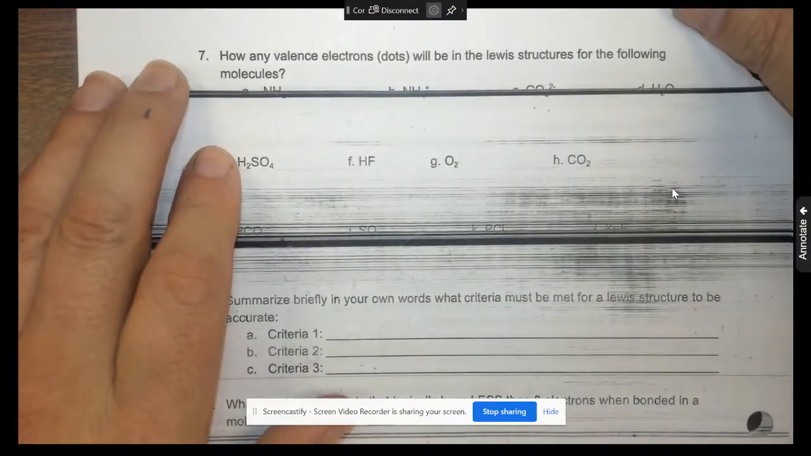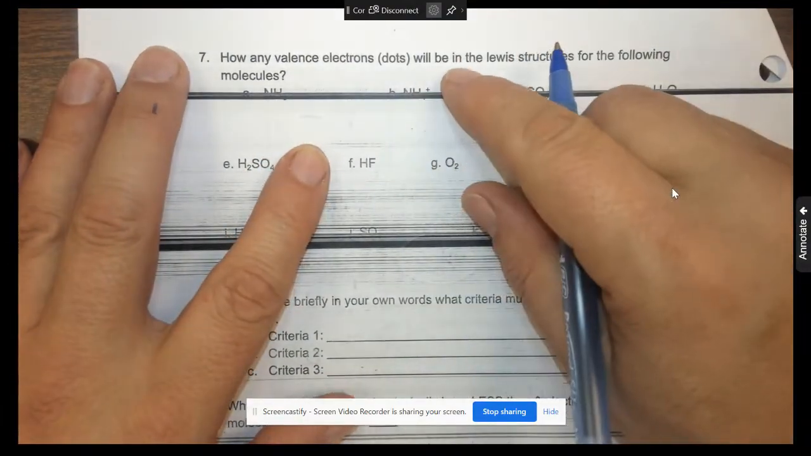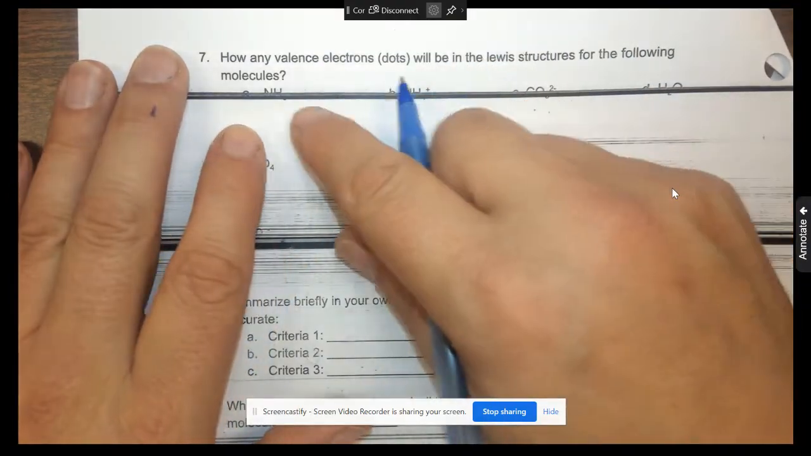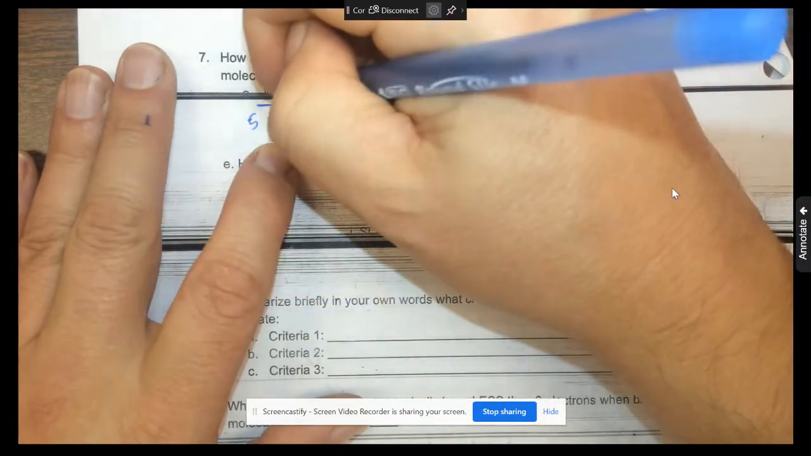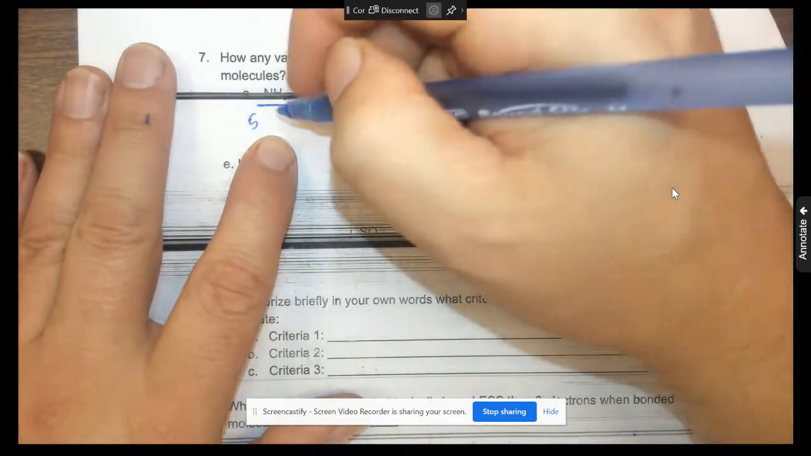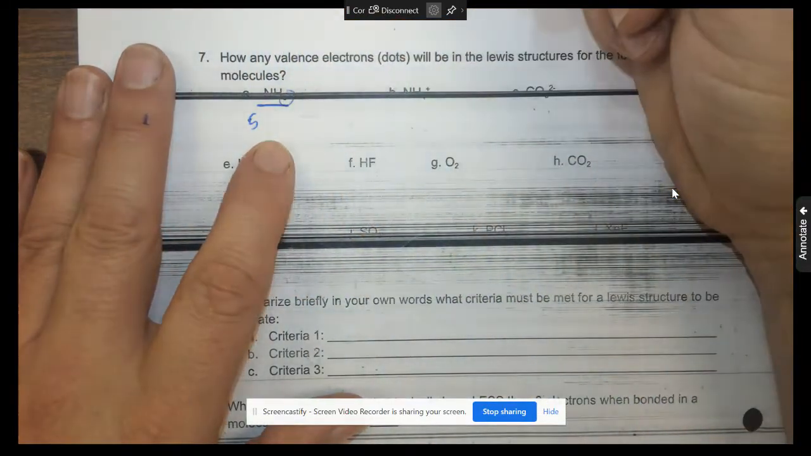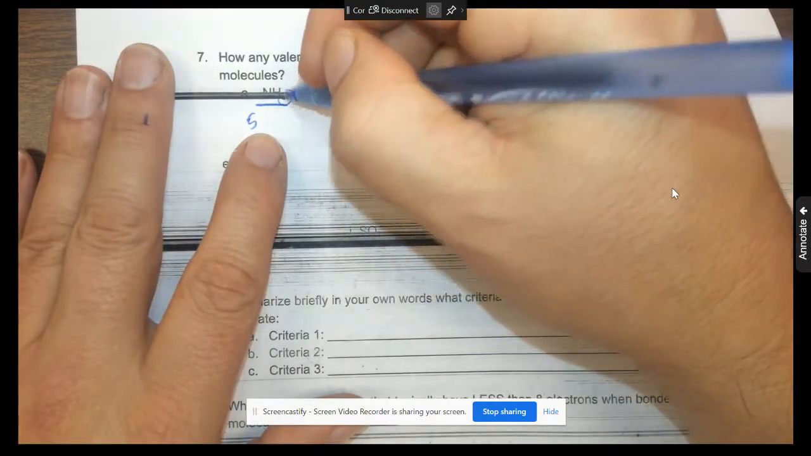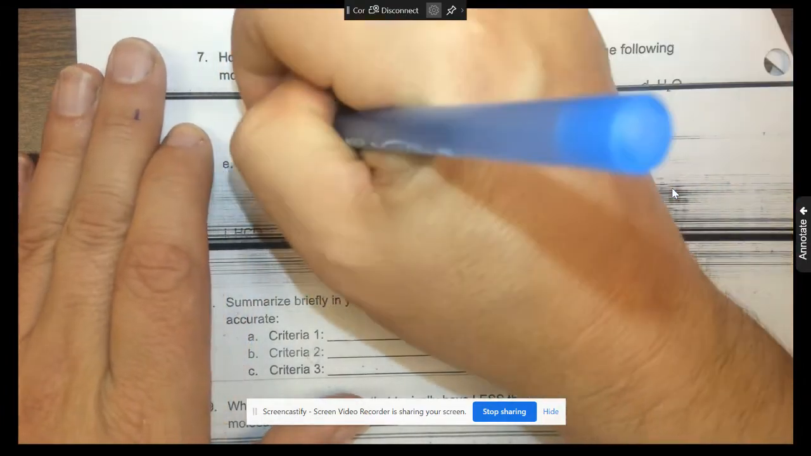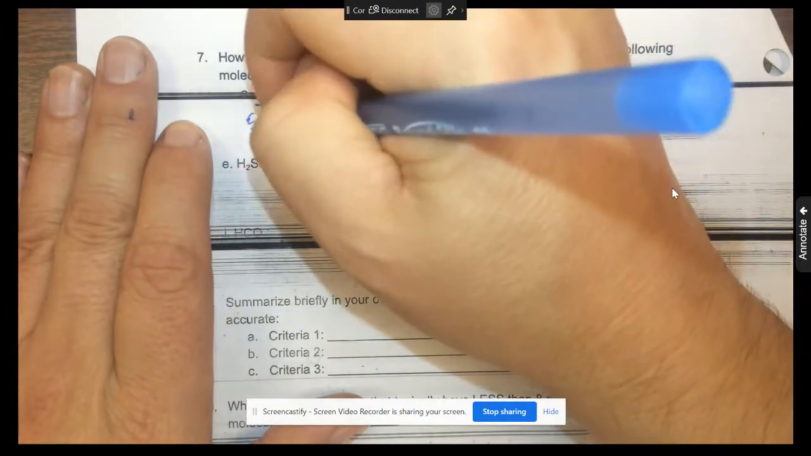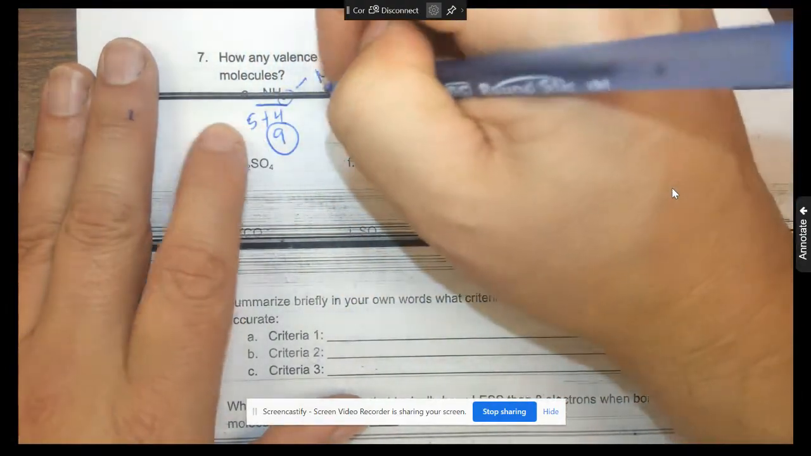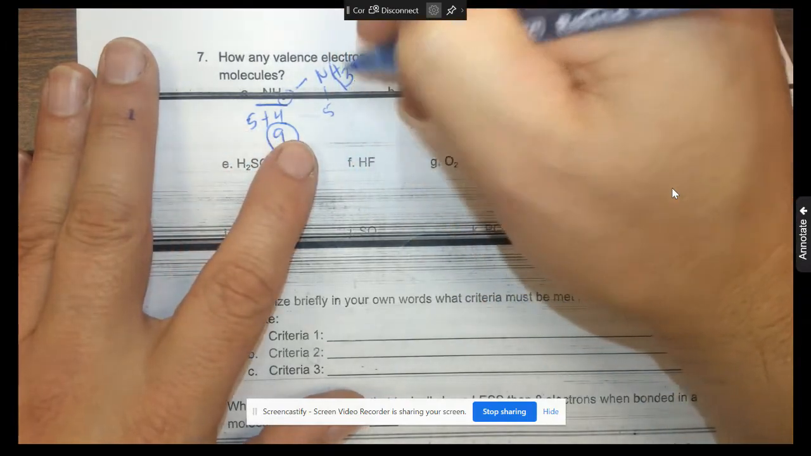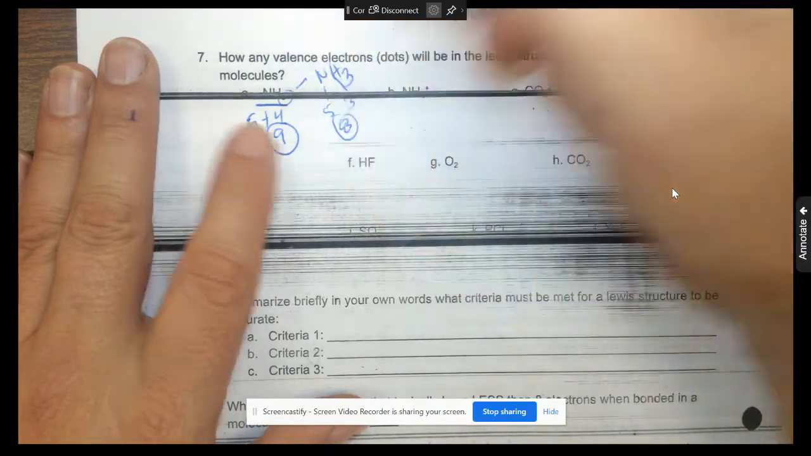All right, let's take a look at this now. How many valence electrons or dots will be in these Lewis structures? So you just count your valence electrons. Nitrogen has 5. Hydrogen each has 1. Now this is a 4 here, even if you can't see it. So there'd be 4 times 1, which is 4. So this would have 9 valence electrons. If this was NH3, that would be 5, and 1 each would be 3, so that would be 8.